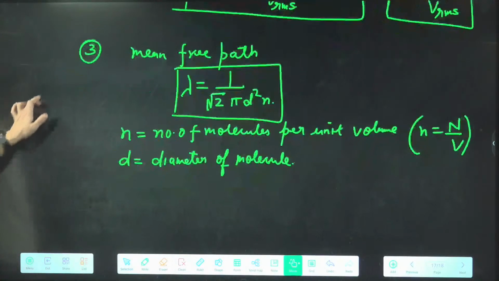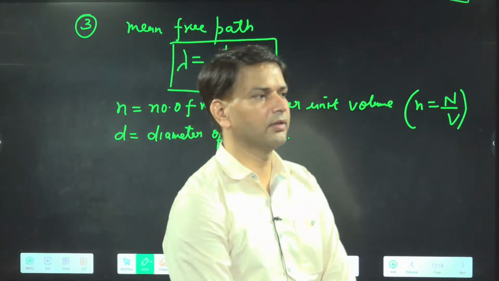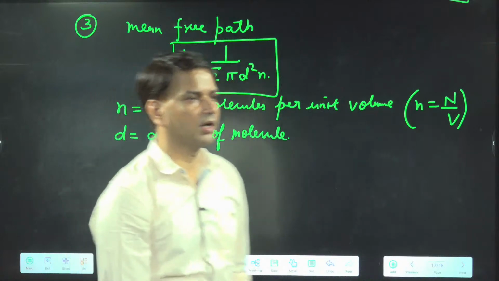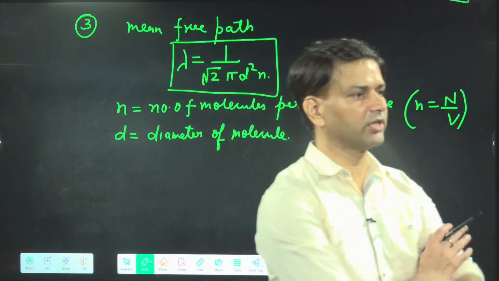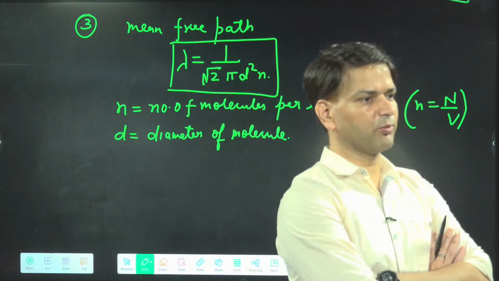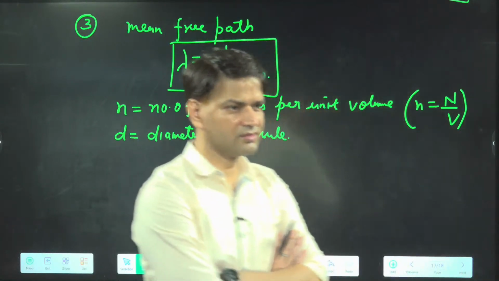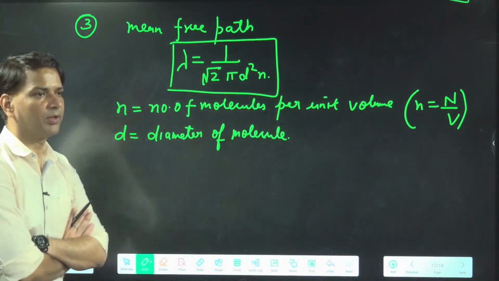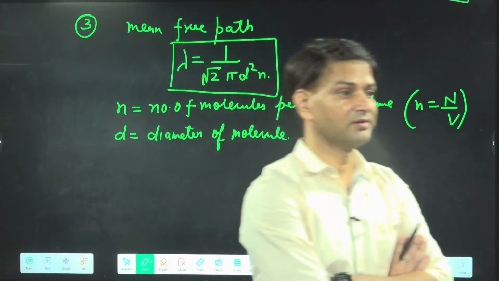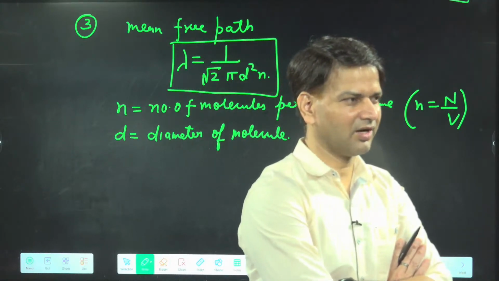Mean free path is an important concept. Suppose I am saying how the mean free path depends on the radius. Mean free path is directly proportional to radius square, inversely proportional to radius, inversely proportional to radius square. For a given number of molecules per unit volume, it is inversely proportional to r to the power 4. How r to the power 4?